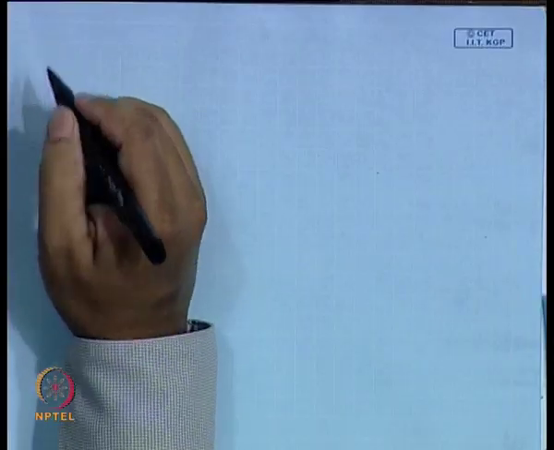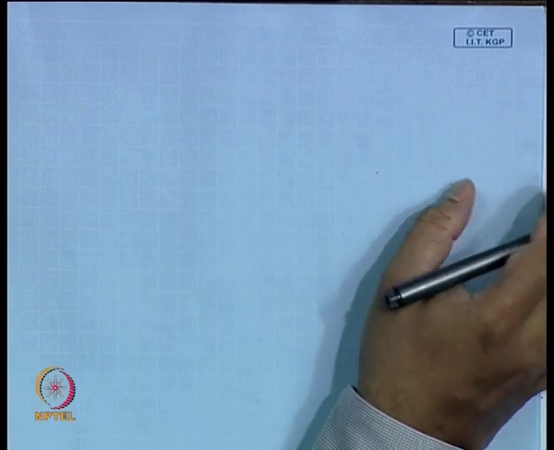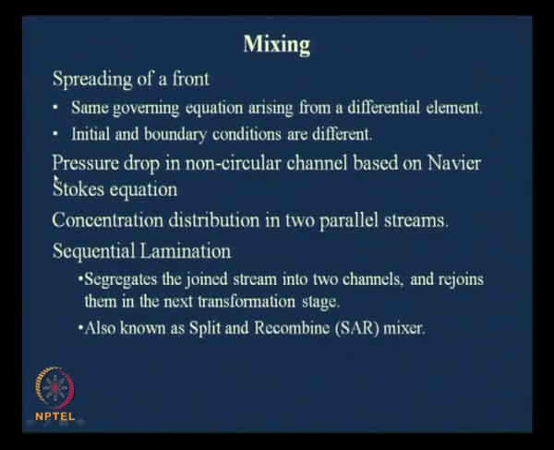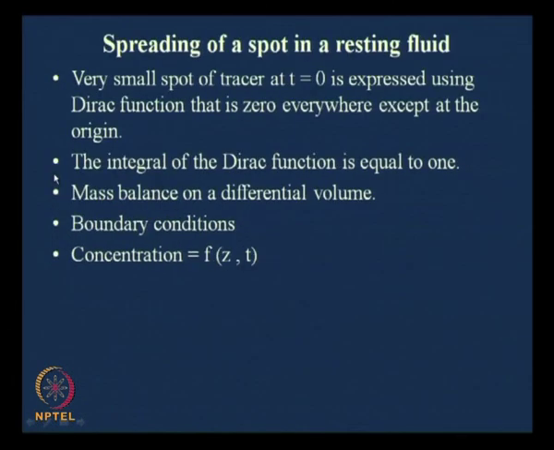Let me point out quickly that when it comes to the pressure drop, that is the next topic. So, let me quickly recap what we have done so far. One thing is we discussed spreading of a spot in a resting fluid. What we did is a very small spot of tracer at t equal to 0 is expressed using the Dirac function, that is 0 everywhere except at the origin. The integral over the entire range minus infinity to plus infinity is equal to 1. Mass balance is done on a differential volume, boundary conditions are imposed, and concentration is presented as a function of z and t, space and time.